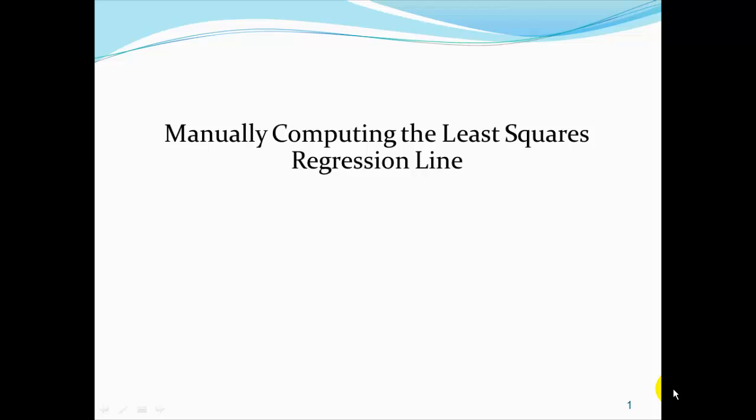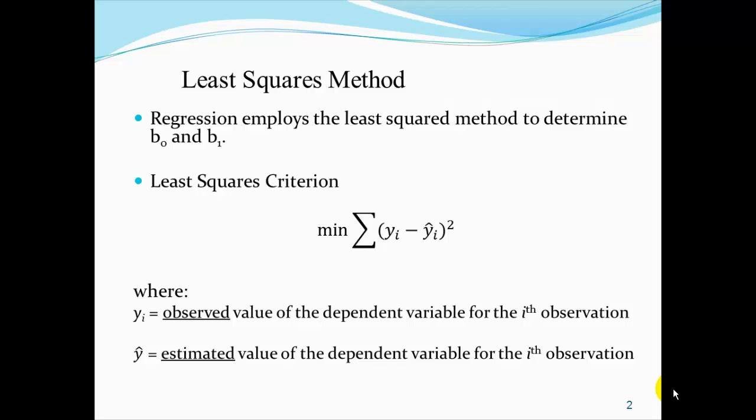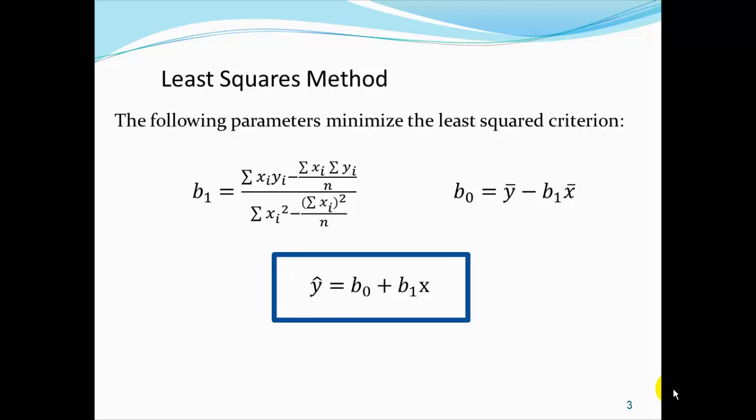Manually computing the least squares regression line. Recall, the least squares criterion attempts to minimize the sum of the squared difference between the observed value of the dependent variable and the estimated value of the dependent variable using our regression equation. The parameters shown on this slide minimize the least squares criterion.